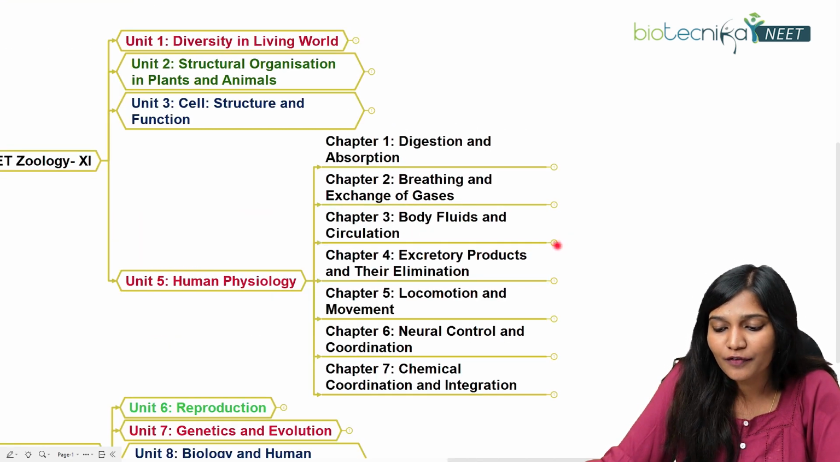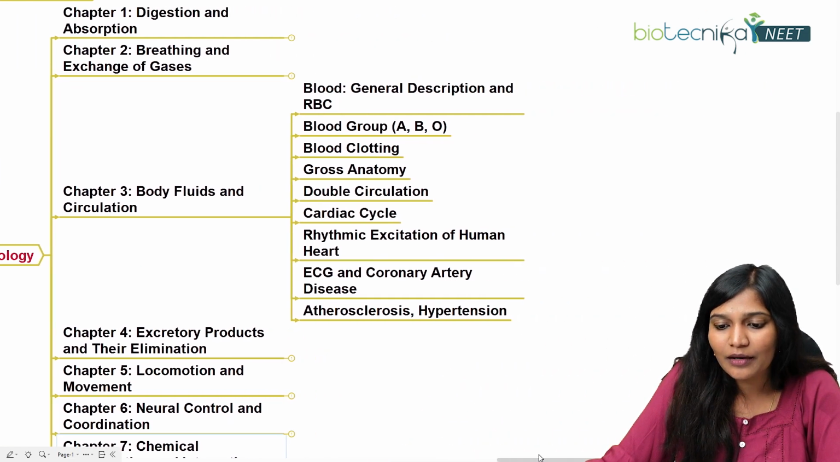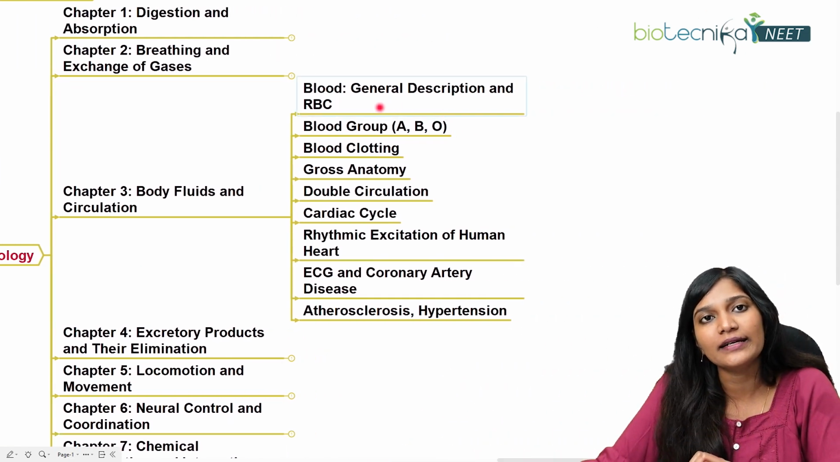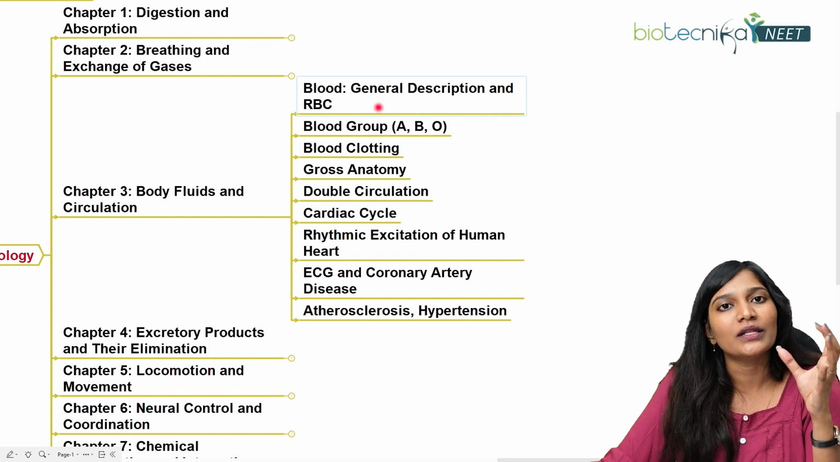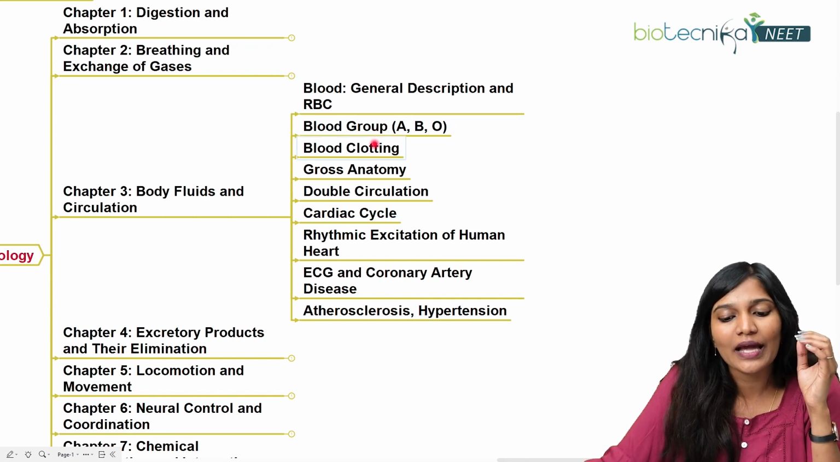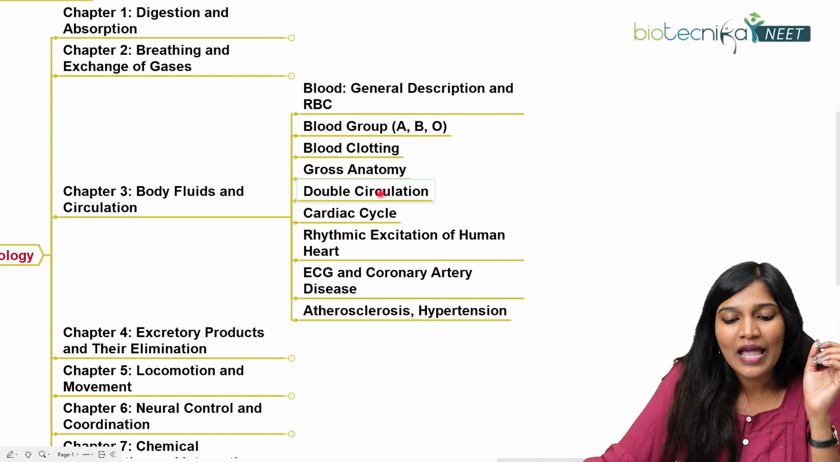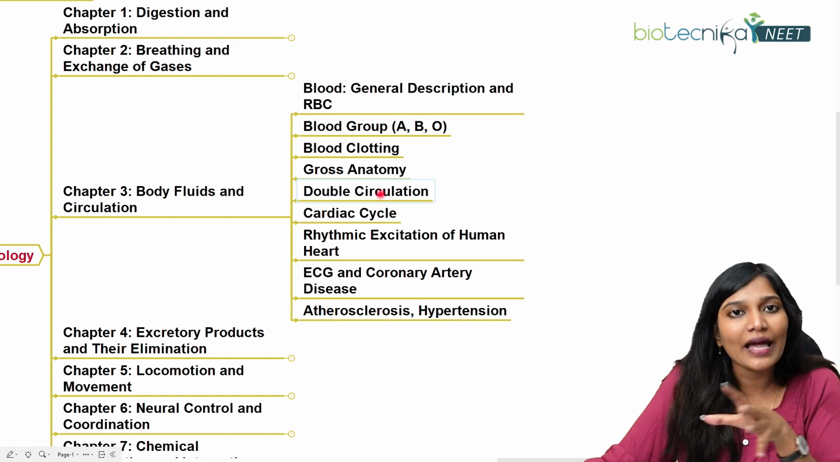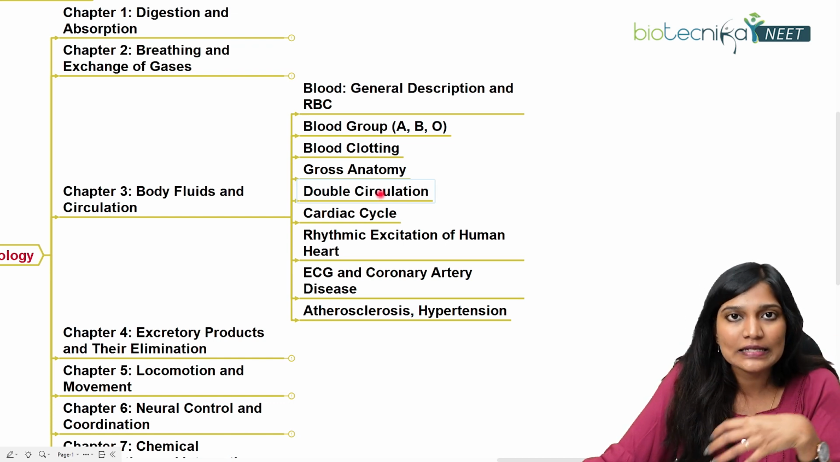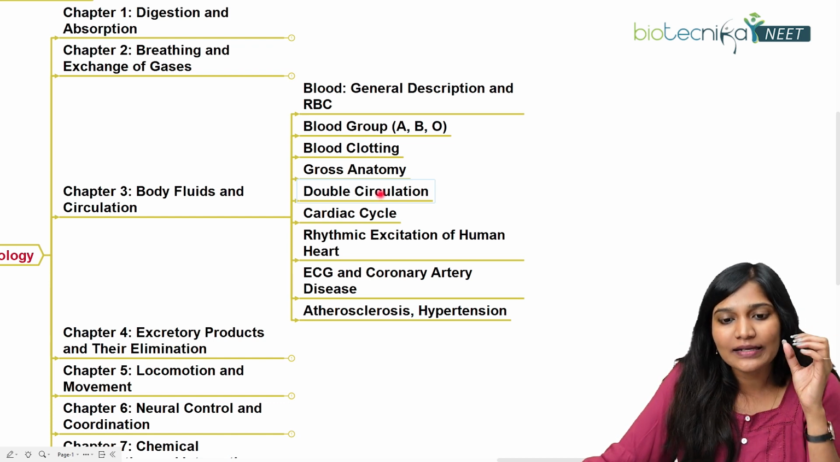The next one is body fluids and circulation. After that, come back to body fluids. You have to definitely study about the classification of blood. What are the blood grouping, RH typing, and blood clotting factors. And then what is going to be the heart anatomy, the external part, the internal part. What are the organs that are present in it.